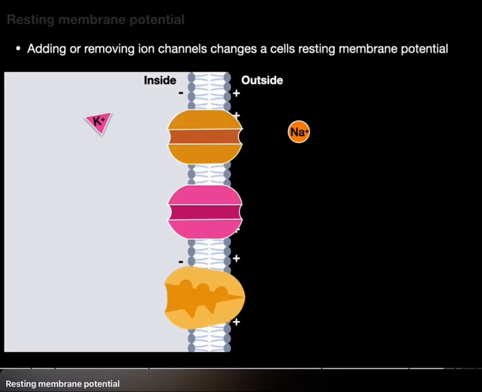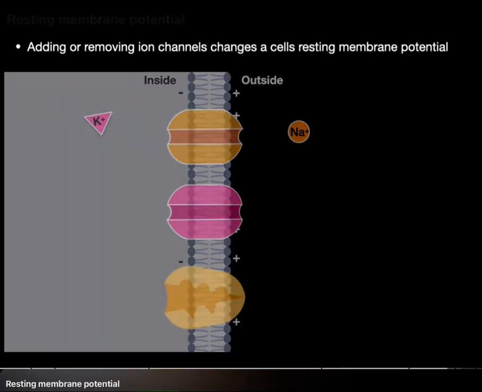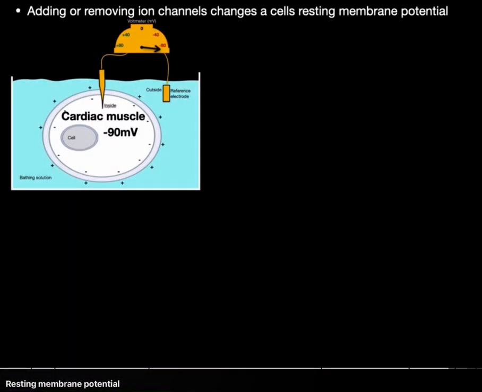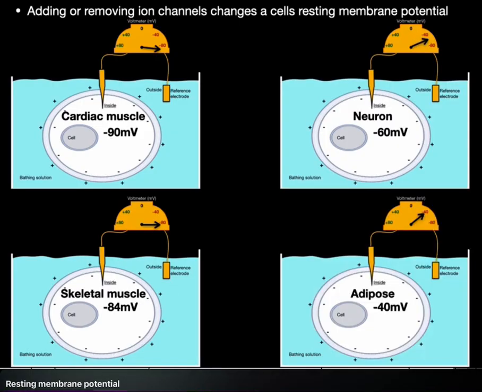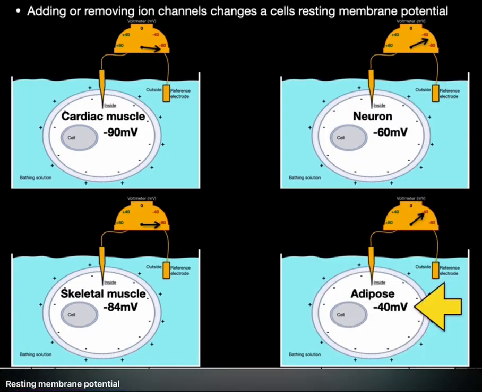Now, adding or removing ion channels changes the cell's resting membrane potential depending on the type of cell you have in the body. So a cardiac muscle cell is about negative 90 millivolts at rest, whereas a skeletal muscle cell is like negative 84 millivolts at rest, or a neuron's negative 60, or an adipocyte is negative 40 millivolts.